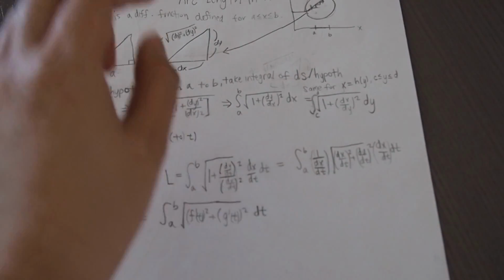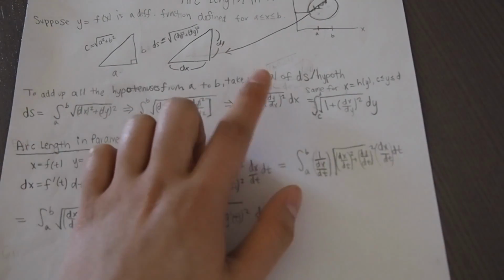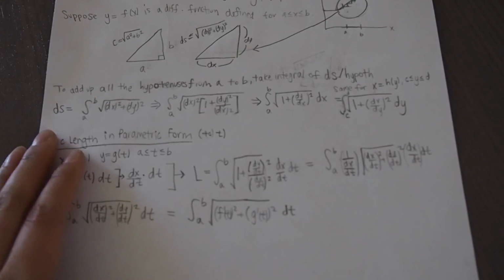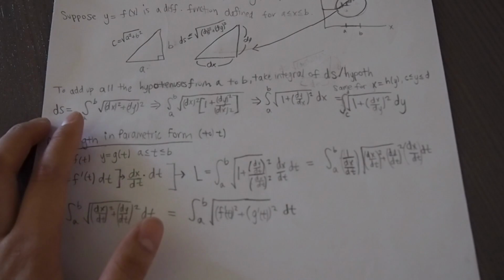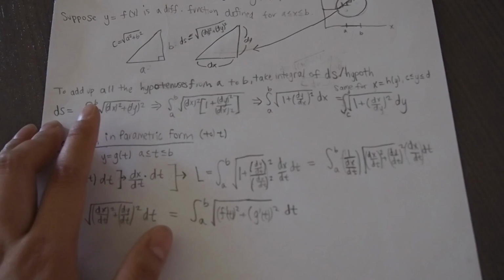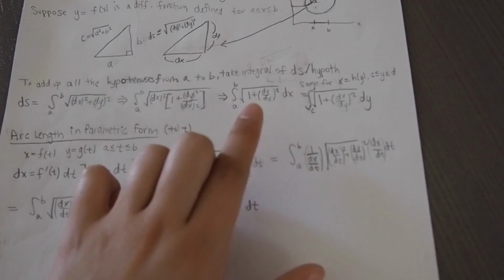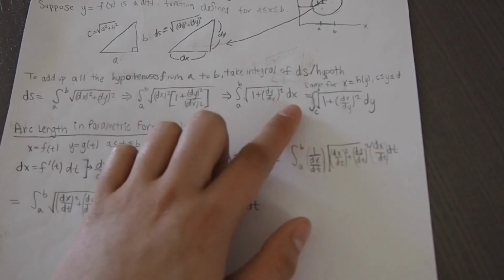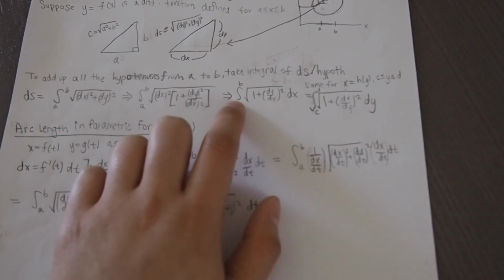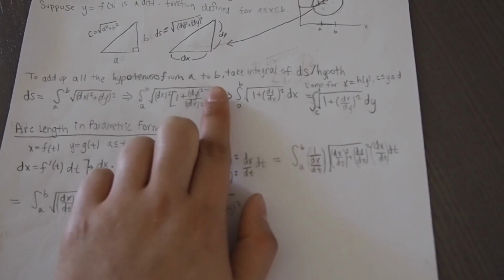So to add up all of these infinitesimally small hypotenuses from a to b, we have to take the integral of this ds, or change in the slope of the curve. So it's going to be the definite integral of the square root of dx squared plus dy squared from a to b. Taking out the dx squared from the formula, our definite integral will be in terms of dx. So the arc length is the definite integral of the square root of 1 plus dy over dx squared, from a to b.